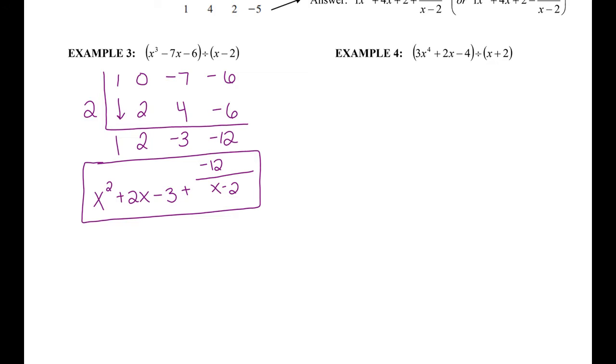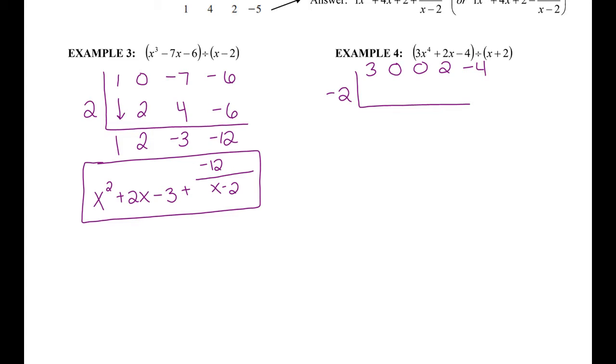Let's look at one more together. You can pause the video if you want to try it on your own. If you set x plus 2 equal to 0 and solve, we find that x is equal to negative 2, so that's the number that goes out front. Our coefficients are 3. We need a 0 for the x cubed and for the x squared. And then we get 2 and negative 4.